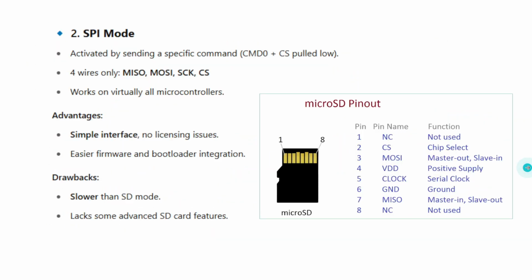Okay, and then your CS is chip select, MOSI is master out slave in, VDD is the positive supply, clock is serial clock. Okay, GND is ground, MISO is master in slave out, NC is not used. Now, in case you are not aware of what SPI communication is, I would request you to Google it. There are good resources available online where you can go and learn about SPI communication.